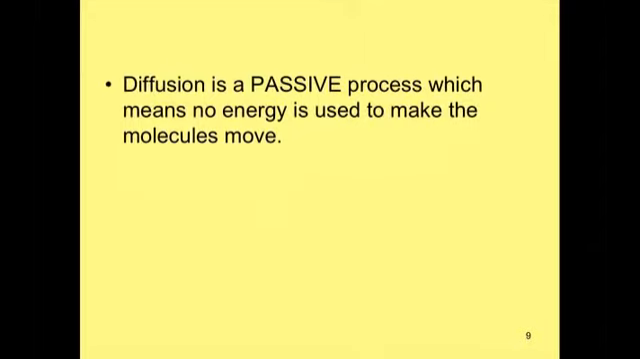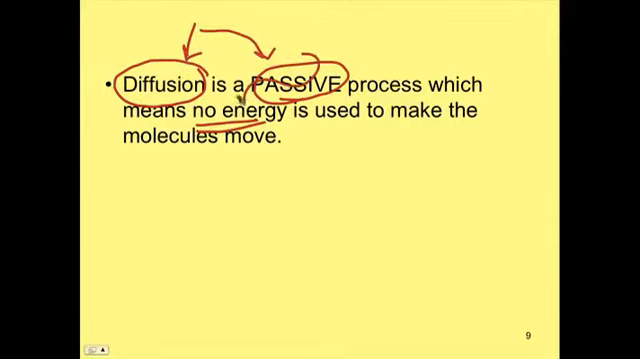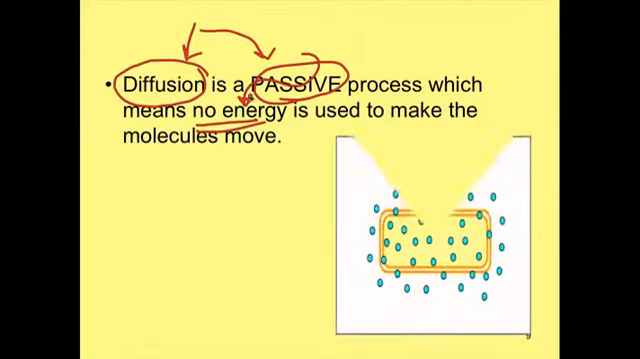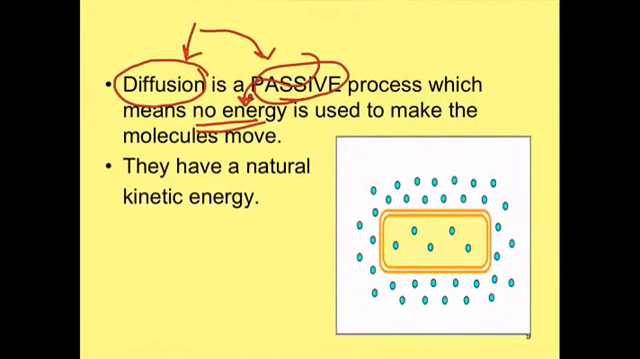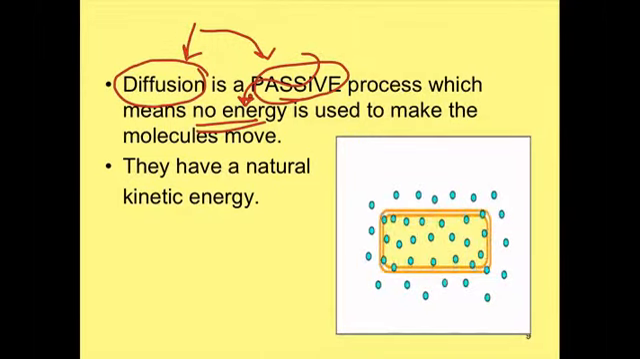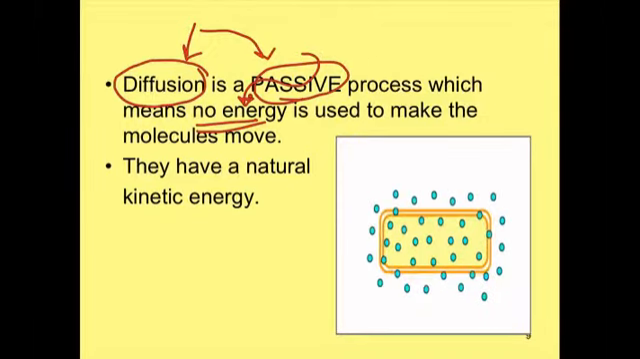Diffusion is what's called a passive process. So diffusion is passive, which means no energy is used to make the molecules move. Once again, diffusion is passive and no energy is required to make these move. They have a natural kinetic energy, and kinetic means energy that moves. So if you look at the animation, they're moving from high to low.